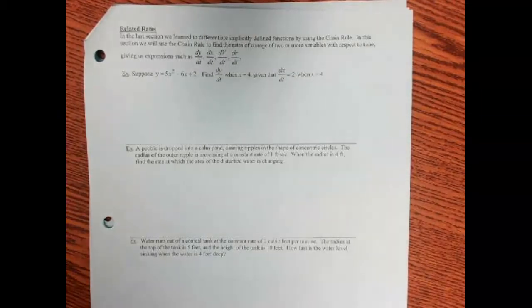All right, so they're like implicit differentiation questions, but within the confines of a word problem. Let's jump into it. The first one's not really even that much of a word problem. It's pretty much just straight, bare bones, just the math. Let's look. It says, suppose y equals 5x squared minus 6x plus 2. Find dy/dt when x equals 4, given that dx/dt equals 2 when x equals 4.